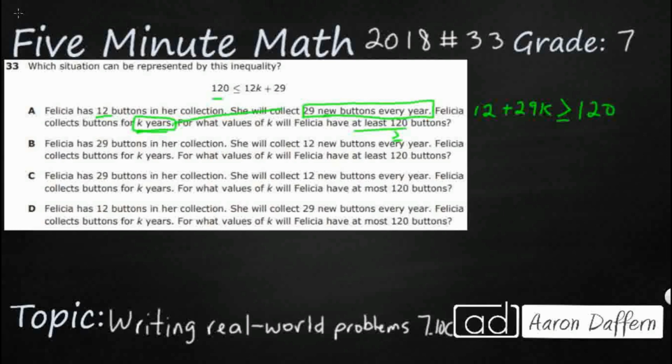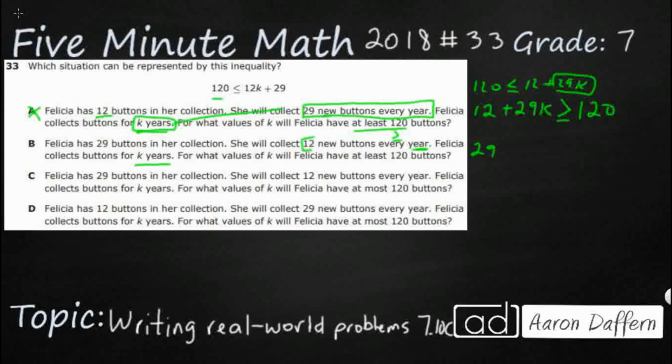So if we wanted to write this the other way, right, we could flip this. We could do this 120, flip it, 12 plus 29k. But obviously you see the k is on the wrong one, should be on the 12, so that's going to be incorrect, but that's kind of the way we can do this. Let's look at B. Felicia has 29 buttons. She is going to collect 12 new buttons every year, k years.